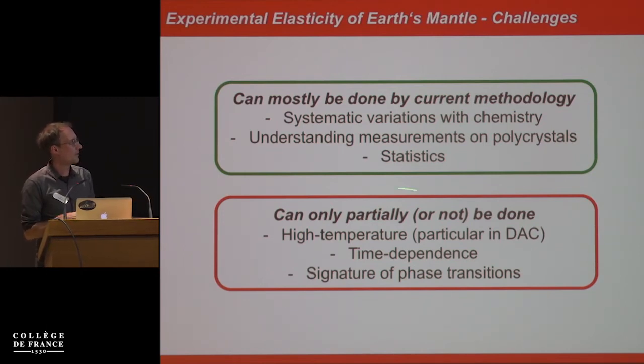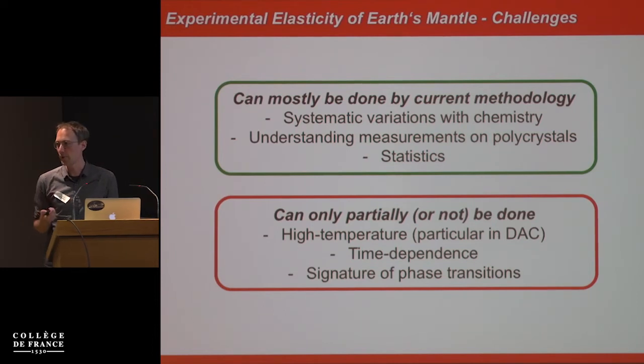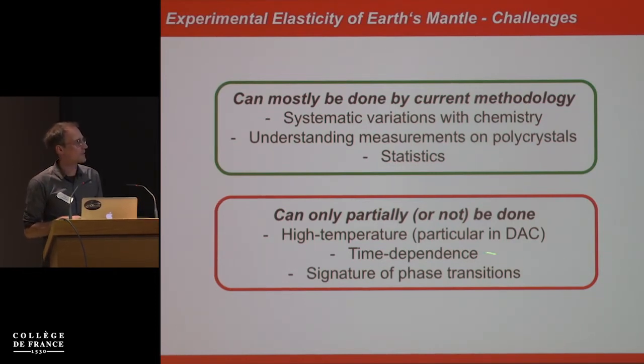The red ones are a little more tricky. They can only partially be done now, and these are high temperature measurements in the diamond anvil cell. I showed some, but there is really the main problem that we cannot contain high temperatures for a sufficiently long time to measure meaningful things often. And then things like the time dependence of processes that can then be related to attenuation.